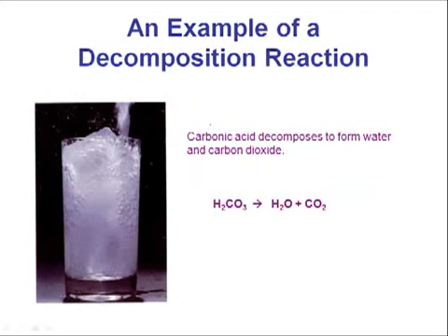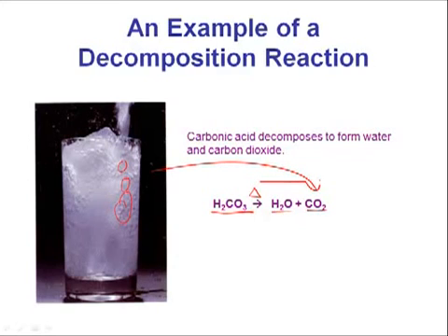Here's an example that you've seen before in soda. How they add the carbon dioxide in soda is they add carbonic acid, and when carbonic acid heats, it produces carbon dioxide and water. This is the formation of all these little bubbles here, which is the carbon dioxide being exposed to the heat and thus escaping into the atmosphere.